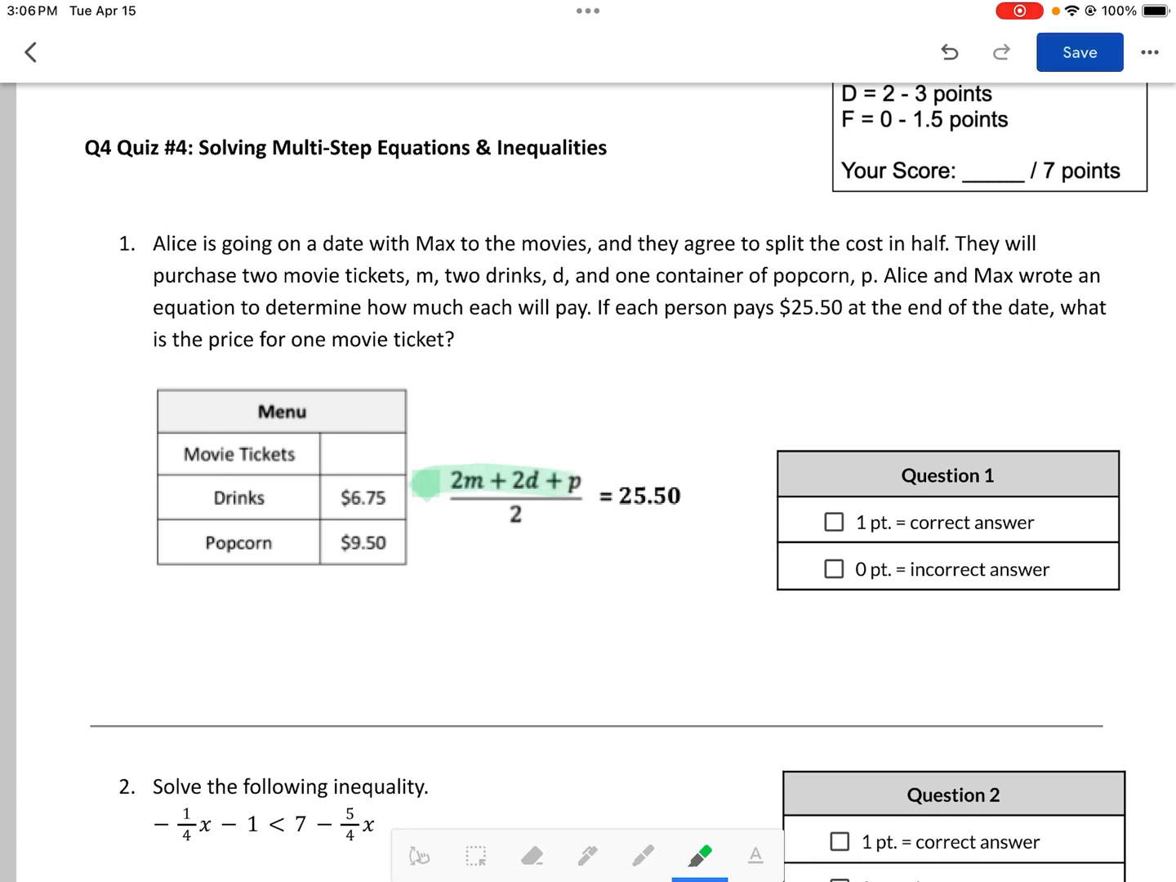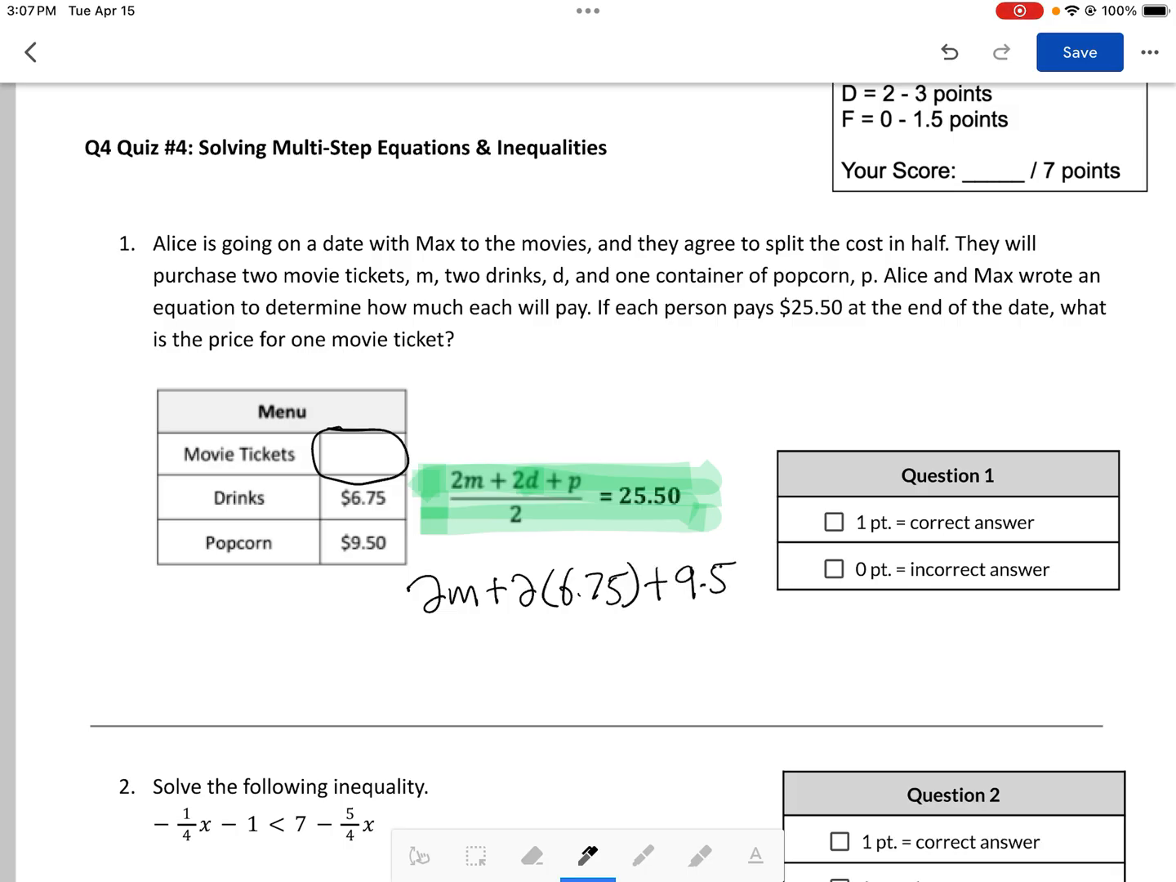Okay, so this is our equation that we're going to use to solve this problem. I have highlighted in green. So I know that drinks cost $6.75 each and popcorn is $9.50. I don't know the price of movie tickets, so that's what I'm trying to solve for. So I'm going to rewrite this as 2M plus 2 times D, which is 6.75, plus P, which is $9.50 for popcorn, divided by 2, and I'm going to set all of that equal to $25.50.